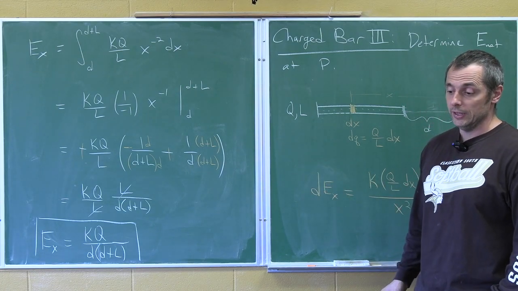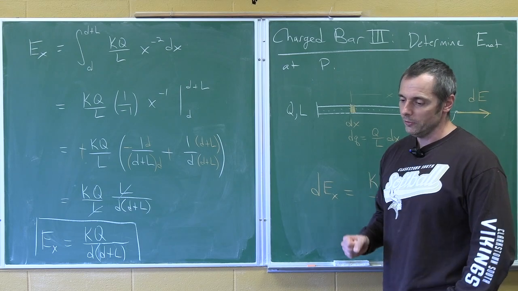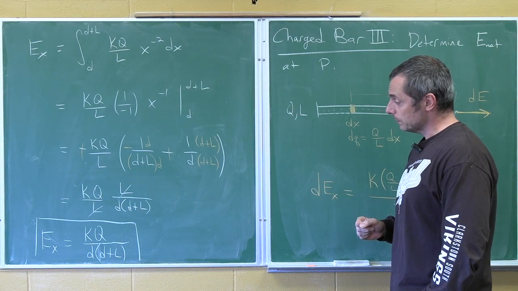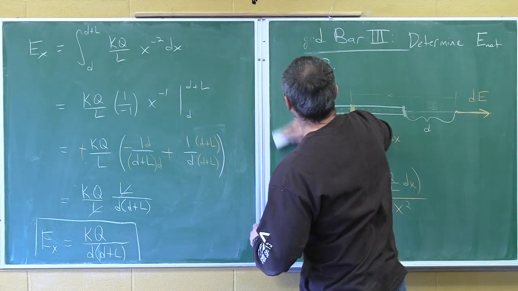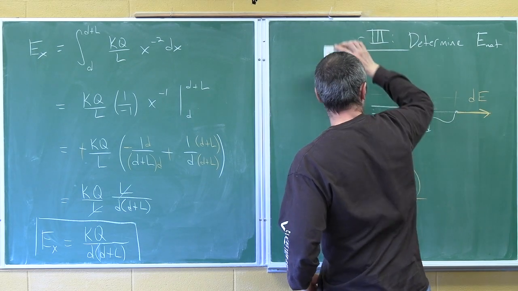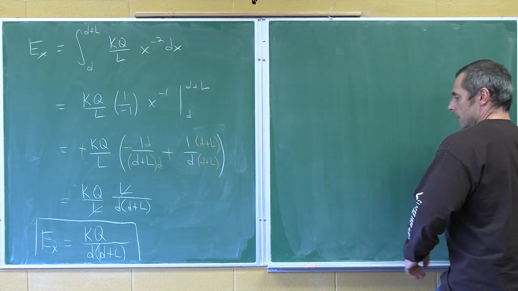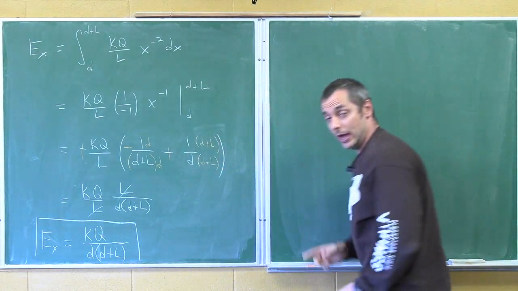So let me pause and give you a chance to jot that down. Okay, so I just want to say one thing about that formula. Well, a couple things. We could do a unit check, okay? We have K coulombs over meters squared, so that's good.